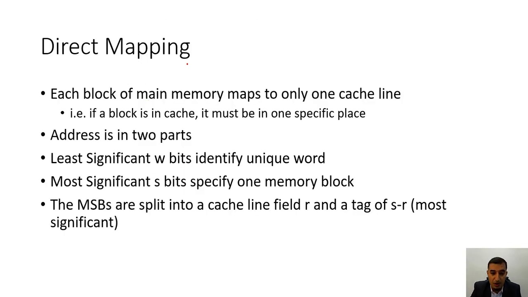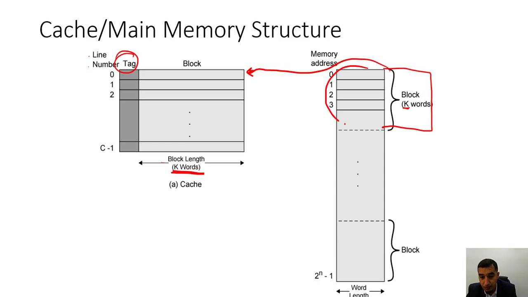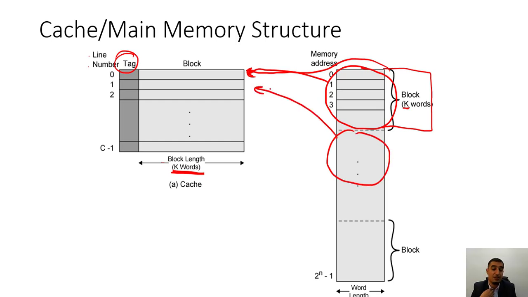So one method of mapping is called the direct mapping method. In the direct mapping method, each block of main memory maps to only one cache line. This block can only be found in this line. The next block can only be found in this line. But if I have 16 megabytes and here I have only 16 kilo lines, how will I do it?